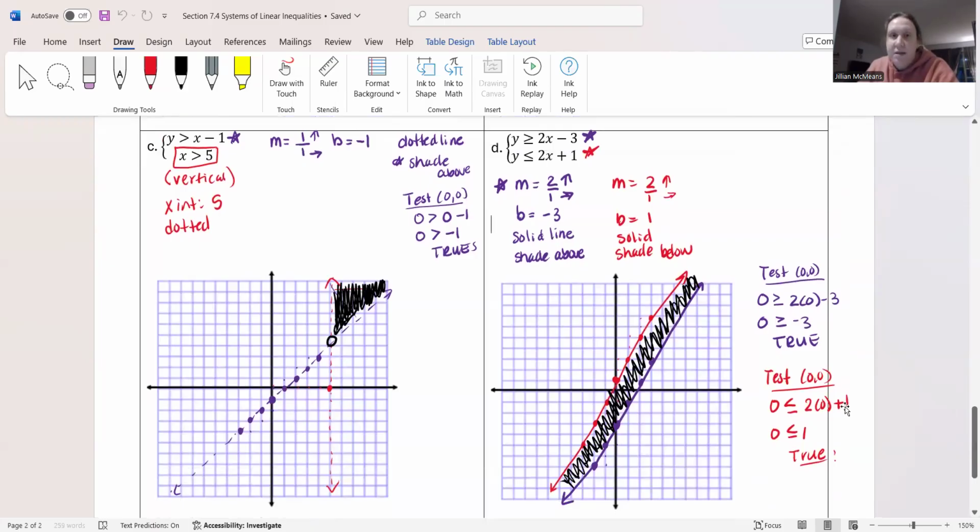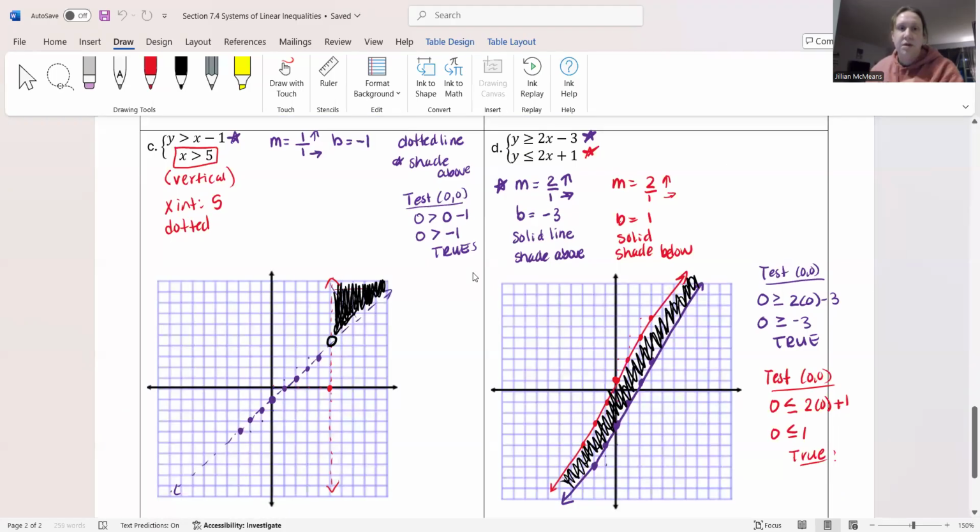Okay, so for our last example, we had y was greater than or equal to 2x minus 3, y was less than or equal to 2x plus 1. We had two lines that were definitely parallel. That means they have the same slope, different y-intercepts. Okay, but in this case, we were interested in the solution, which is all of the ordered pairs that satisfy both inequalities. So it ends up being this little space between the two inequalities. So let's go to Desmos.